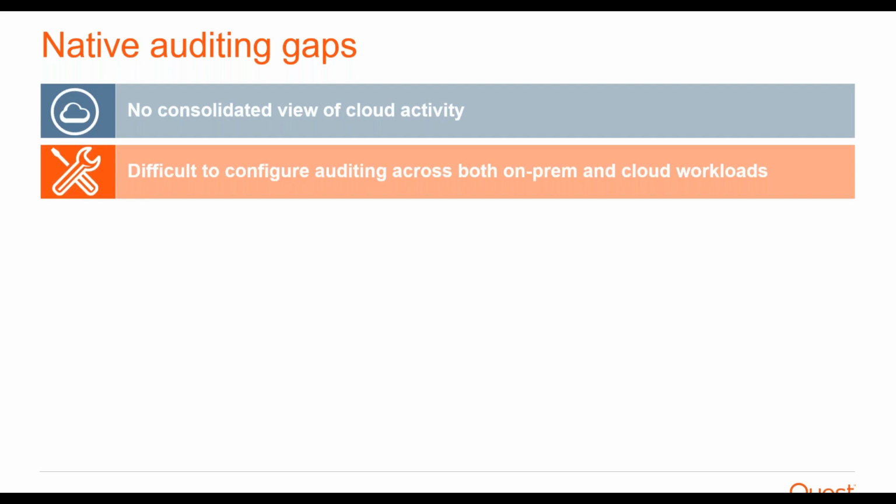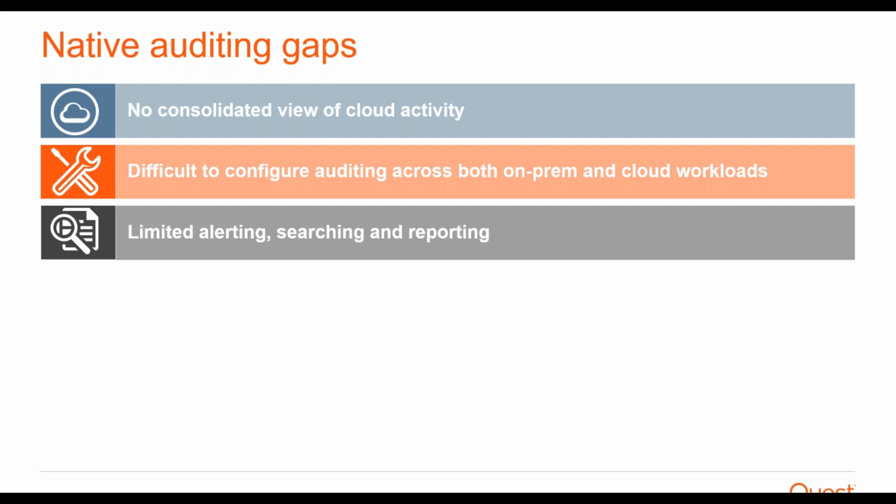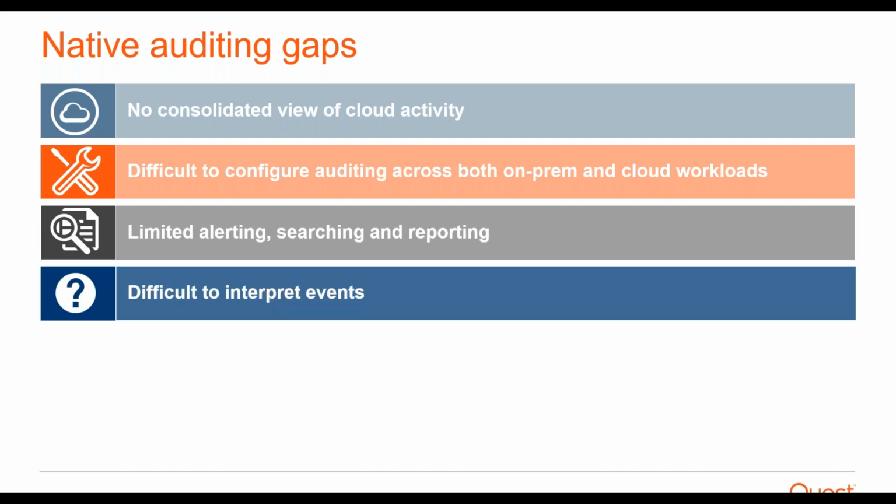It's difficult to configure auditing across both on-prem and cloud workloads. I'll talk about this a bit later, but we can do that essentially with hybrid reporting, pulling in Active Directory on-premise information as well to give you that complete view in one interface. Natively, it's very limited alerting, searching and reporting. What you can actually filter on is quite limited, as are the reports you can generate.